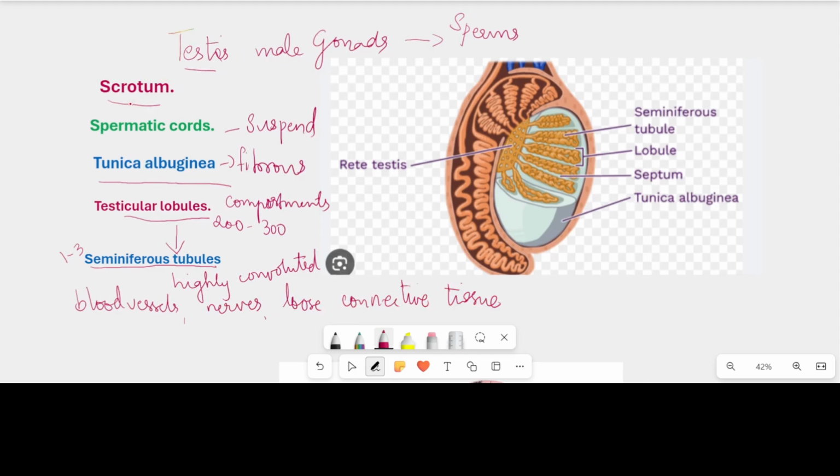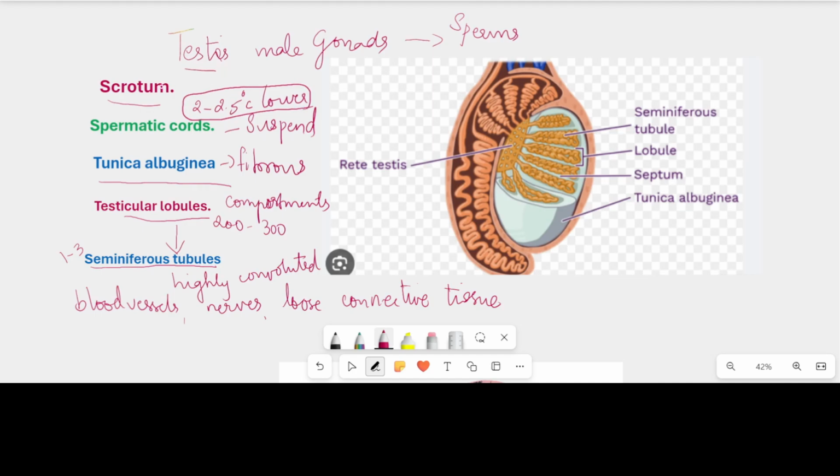The pouch-like scrotum is highly significant because the testis must be kept at a temperature 2 to 2.5 degrees Celsius lower than the body temperature, because only at that temperature will the formation of sperms be supported.